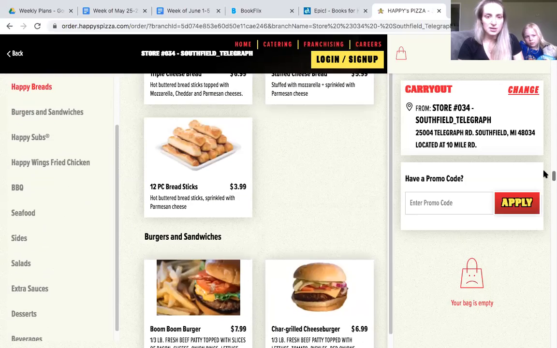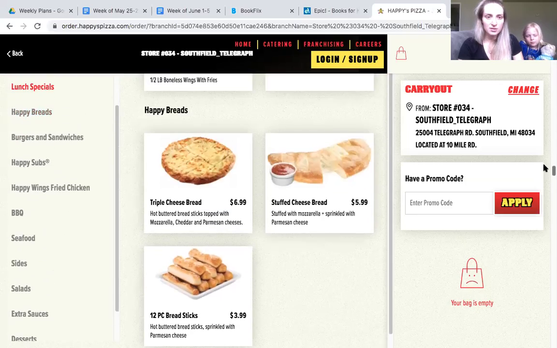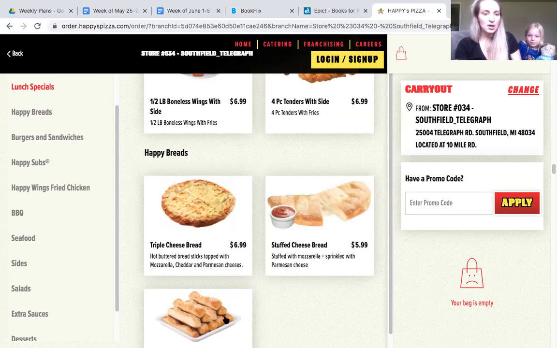Okay, we're going to take a look at one more before we close out today. We're going to scan down here to Joshua's favorite, the breads. So we have the triple cheese bread is 6 in front of the decimal, so $6.99 after the decimal, $6.99. The stuffed cheese bread is $5 in front of the decimal and 99 cents after the decimal.